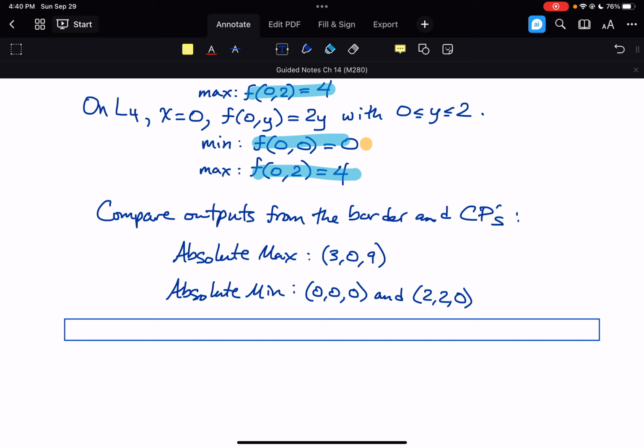When we come back in the next section, we'll be looking at another method of finding maxes and mins when we have restrictions or constraints that are placed upon us. So I will talk to you all in the next section.